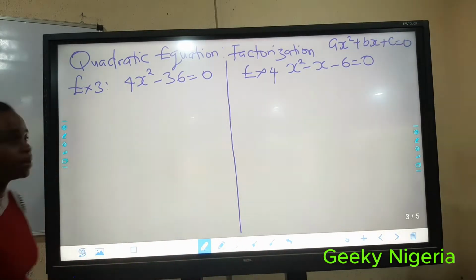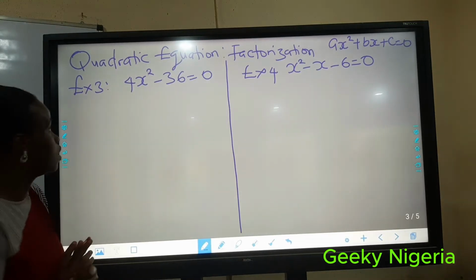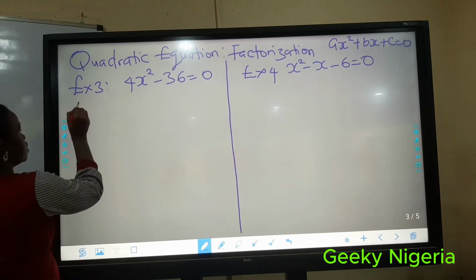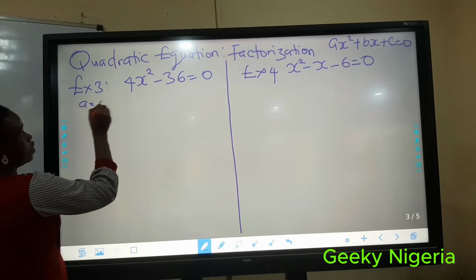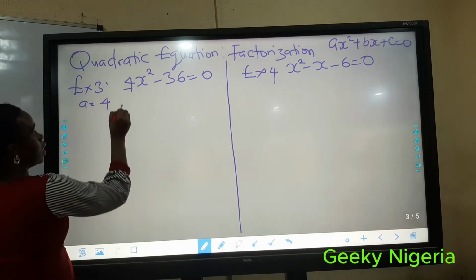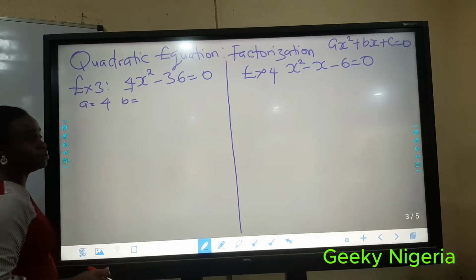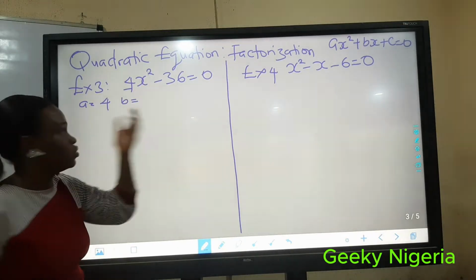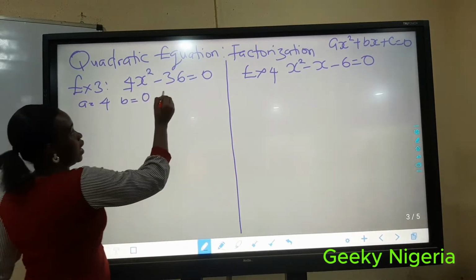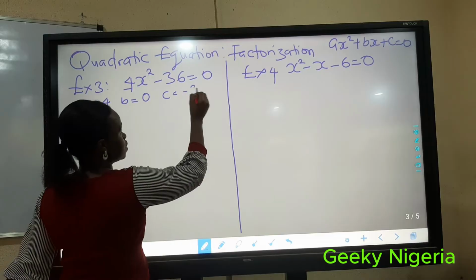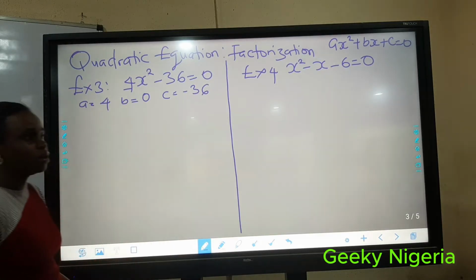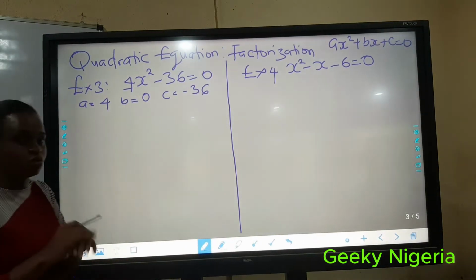Now, remember, steps to solving. First, identify it. So in this case, we have our a equals to 4, right? Our b, if you're trying to write it, b is supposed to be x. We don't have anything with x, so it means our b value is 0. Now c value is what? Minus 36.